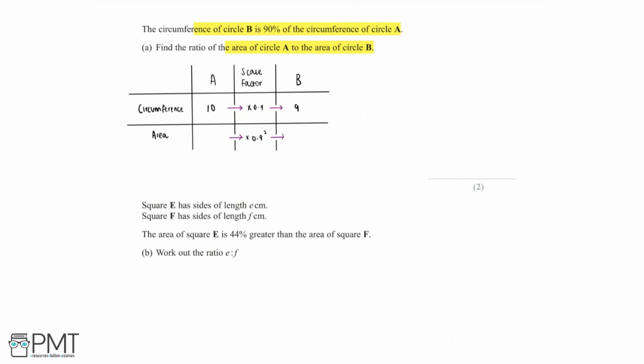Now let's imagine that the area of circle A is equal to 100. And 100 multiplied by 0.9 squared is equal to 81. And so we can now see that the ratio of the area of circle A to the area of circle B is equal to 100 to 81, which we can write down in our answer box.